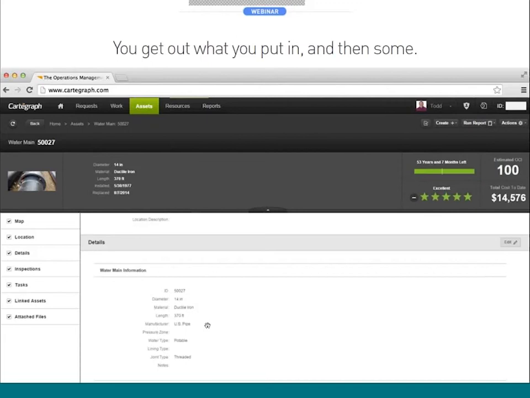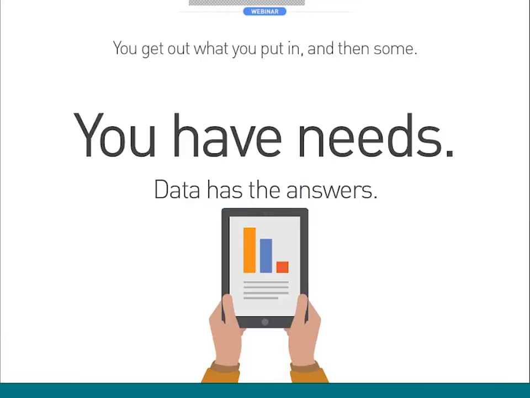So then, in the next slide, you have needs and data has the answers. Now, what I want to cover on this part is to do your best to notice the types of questions that the leadership of your organization is asking, and then allow the data to answer those questions.